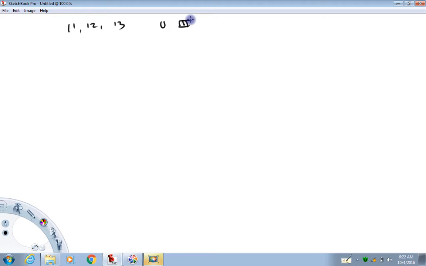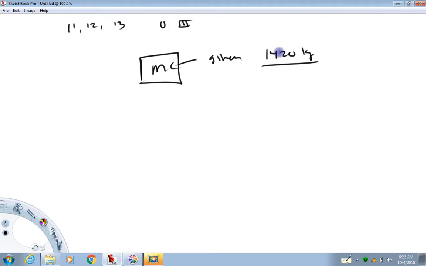So in number 11 it says, a hydraulic pile driver uses a ram with a mass of 1,420 kilograms. The maximum energy is 1280 joules. How high must it be raised? So basically they've got this large object with a mass that's given in the problem. In my example, that mass is 1,420 kilograms, but yours may vary.